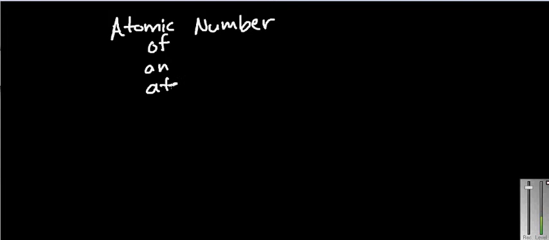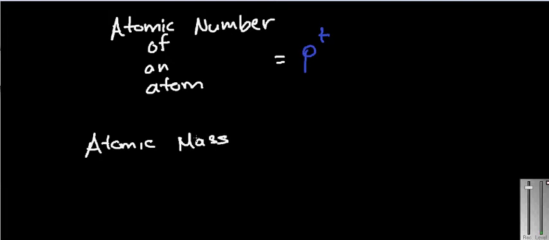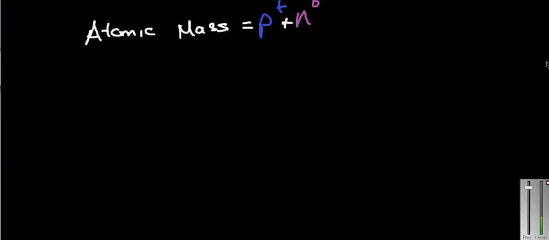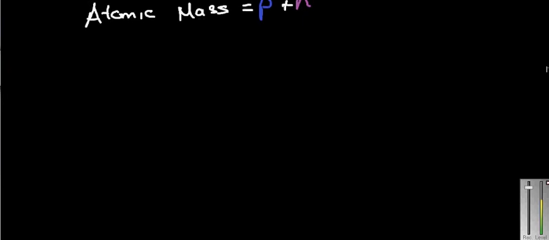To find the atomic number of an atom, this is always going to be equal to the number of protons. The atomic mass of an atom is going to be equal to the protons plus the neutrons. The reason we don't have electrons here is because even though they're in the atom, their size is so much smaller that it's not going to change the overall size by very much.